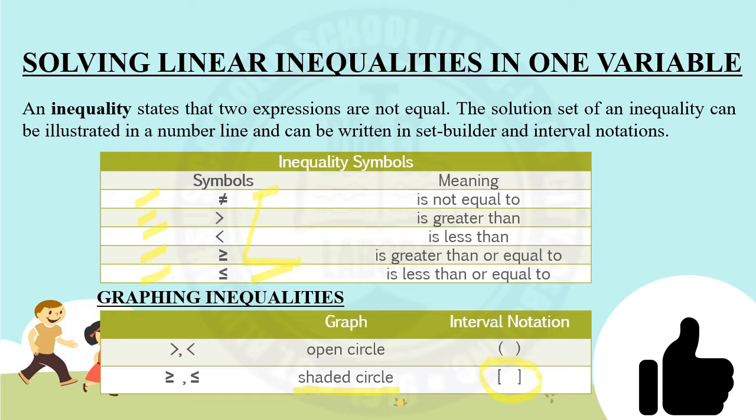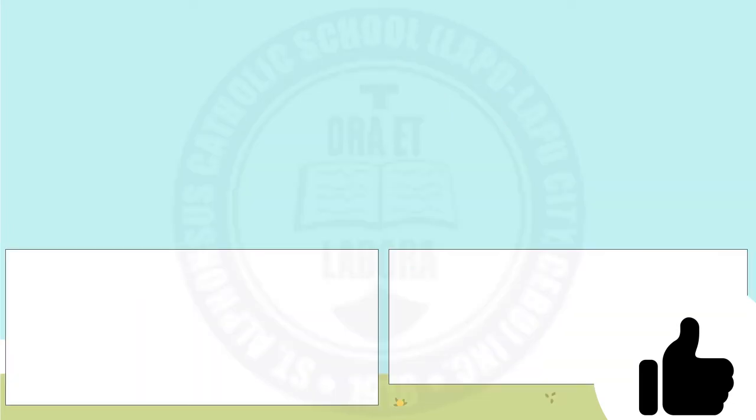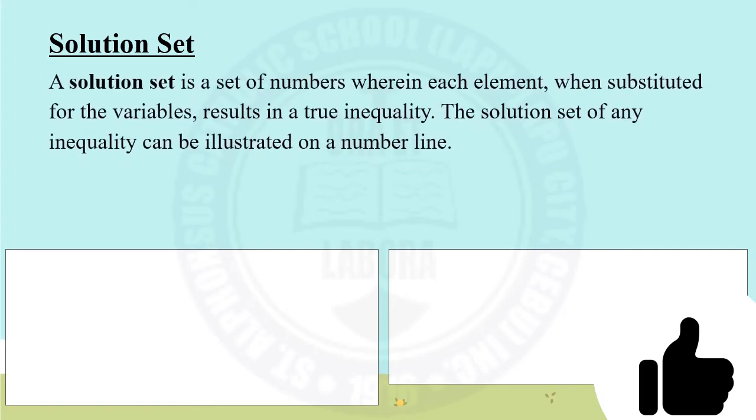Now, if the given is an equation, we have one solution. But if the given is an inequality, we have a solution set. When we say solution set, it is a set of numbers wherein each element, when substituted for the variable, results in a true inequality. The solution set of any inequality can be illustrated on a number line.